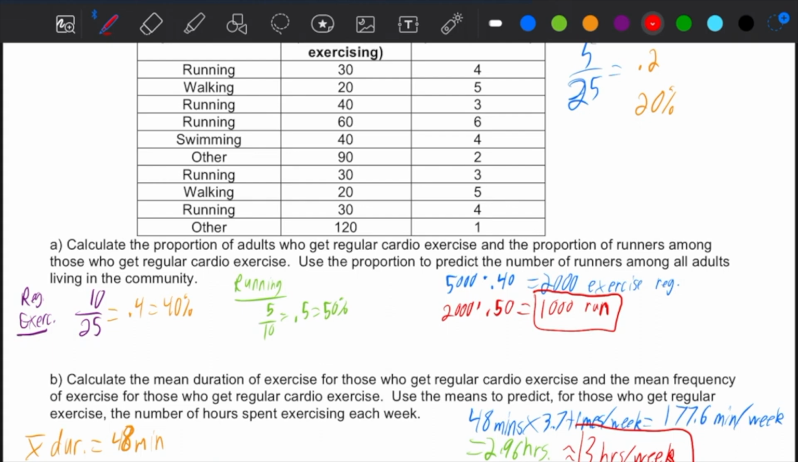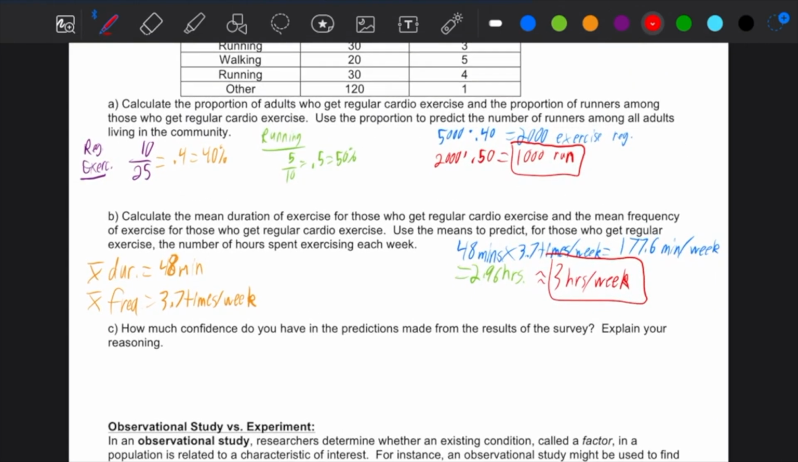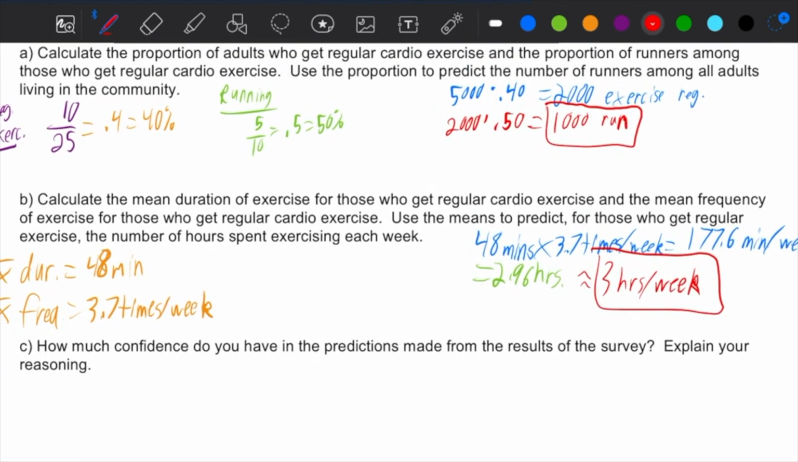Now, obviously, some are going to exercise more or less per week than others. So how much confidence do you have in the predictions made from the results of the survey? And explain your reasoning. So personally, I would say that the sample was random, so that's great. As I said earlier, that it was done randomly. So which is good.